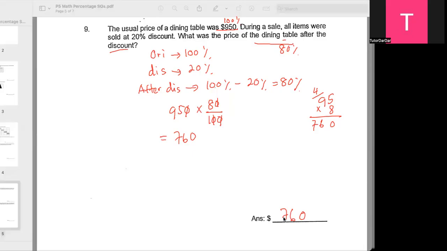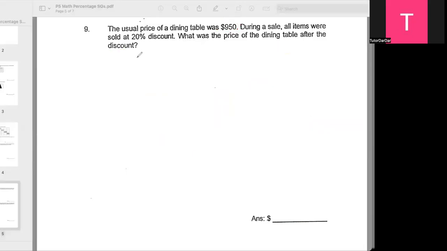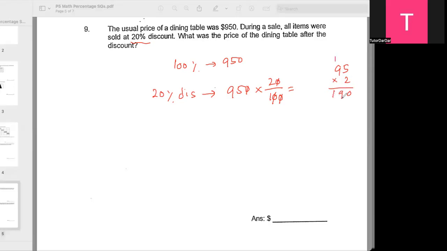Okay, this is one method of doing it. I will teach you another method. Now, same thing. Original price is 100%, which is $950. During the sale, all items are sold at 20% discount. So let's figure out the 20% discount, which is 950 multiplied by 20 over 100. So we can cancel this 0 and this 0, and this 0 and this 0. We are left with 95 times 2. So we will have 190 here. So what is the discount price? 190.